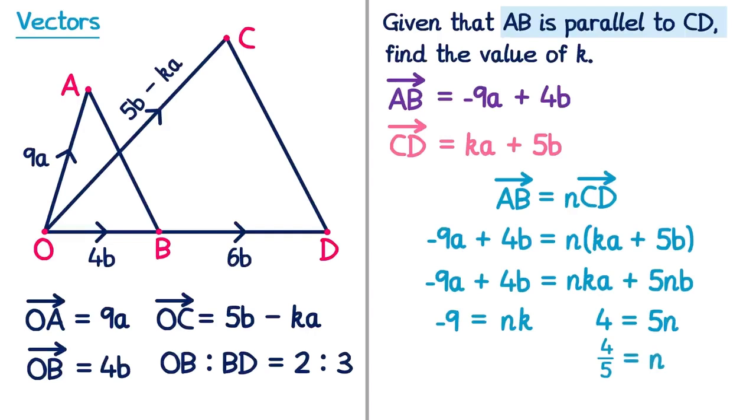Now that we know n, we can substitute that into the other equation. So it's negative 9 equals 4/5 of k. We can then solve this equation. If we multiply both sides by 5, we get negative 45 equals 4k, and then divide both sides by 4. We'll get negative 45 over 4 equals k. So in this question, we were asked to find the value of k.